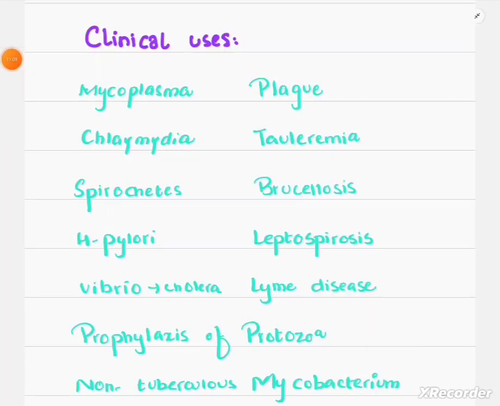Tetracyclines have a wide variety of clinical uses, and they are the drug of choice in the treatment of infections caused by rickettsia, mycoplasma, plague, in the treatment of chlamydia, and spirochetes such as Treponema, which causes syphilis. Chlamydia also causes STIs. Mycoplasma causes pneumonia. And in the treatment of H. pylori, which basically causes gastric ulcers.